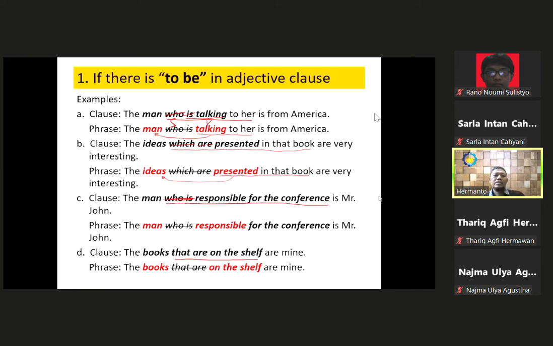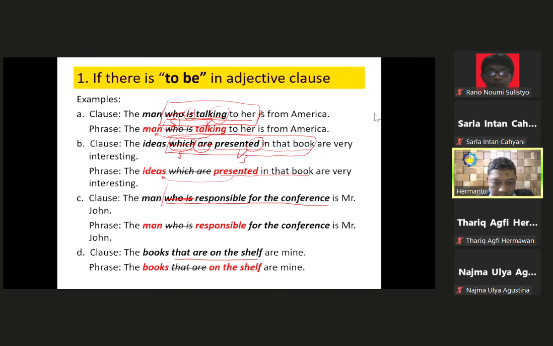And as you can see here, for the phrases, or the clause, as I explained in the previous slides, just pay attention to this one. This is the subject, and there is to be. The next word is verb ing. In sentence B, which are presented in that book, which is the subject? There is to be, and the next word is past participle, verb 3. Then what you get is only verb 3.